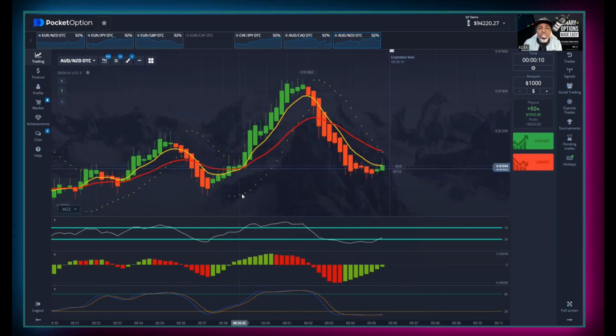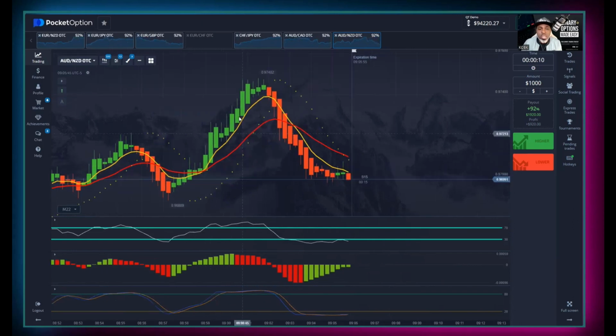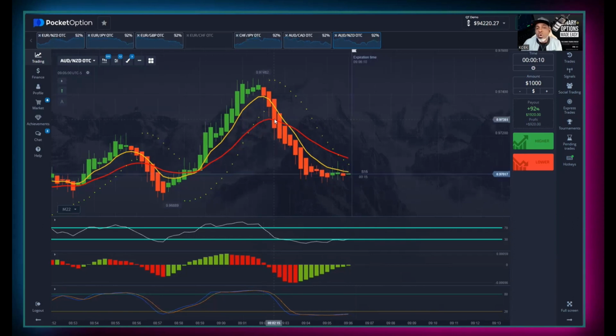You get the cross. As long as your parabolic SARs are underneath, you take every single trade until you get a color change. Once you get a color change, here is your first caution to stop trading. And then what you can do is wait to see if it's going to continue to go up if your parabolic SARs continue to be underneath, or you could just find a new trade. Once the parabolic SARs come on top of the candles, that's telling you that price wants to go down.